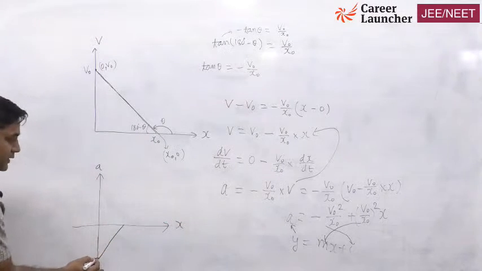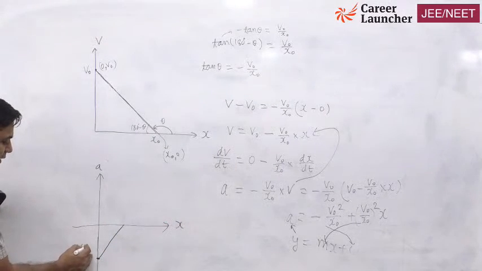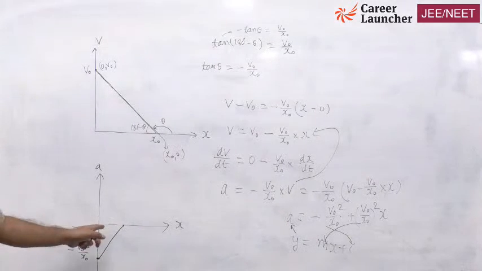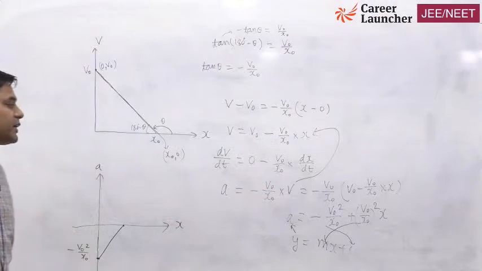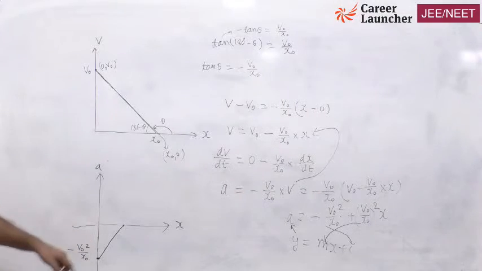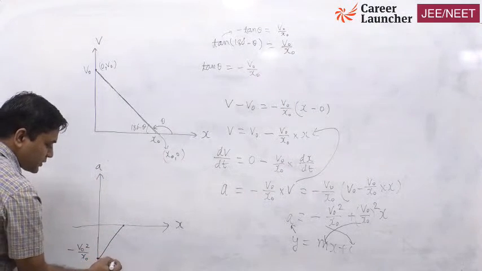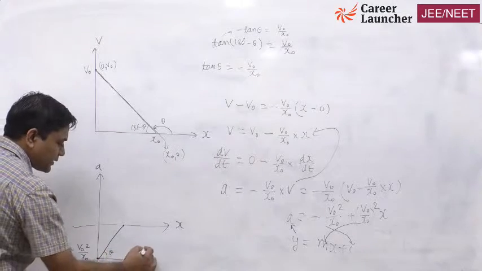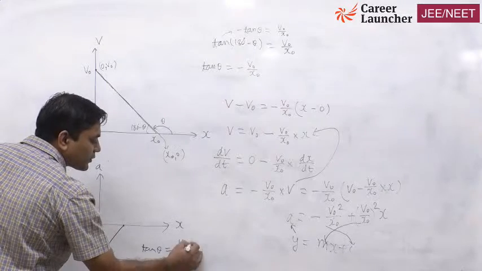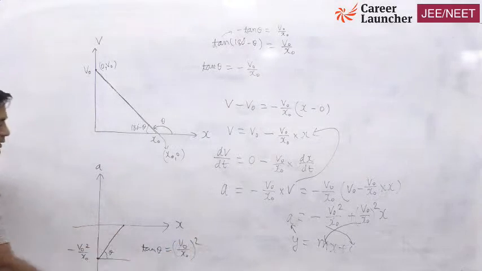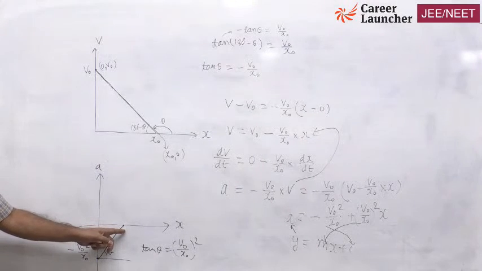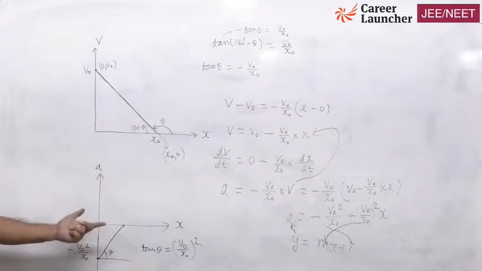Here this point is minus v naught square by x naught, and you can check by keeping the value x equal to 0, you will get the value over here. Again I am repeating, this is the y-intercept and this slope is positive, so this is tan theta. If I am taking this as theta, then tan theta is given by v naught by x naught the whole square. Okay, is this clear in this case? So this is the graph that you need to draw.